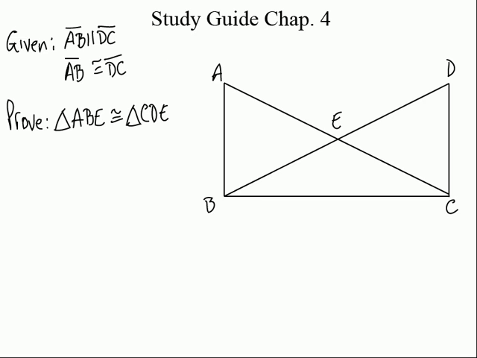Alright, this is number 29 from the chapter 4 study guide, and it's a proof. So let's see what we can do. Let's change this to red. We can mark this up a little bit. Let's mark AB and DC.